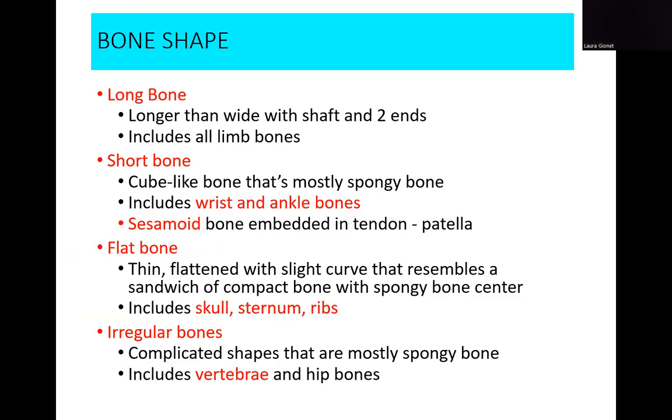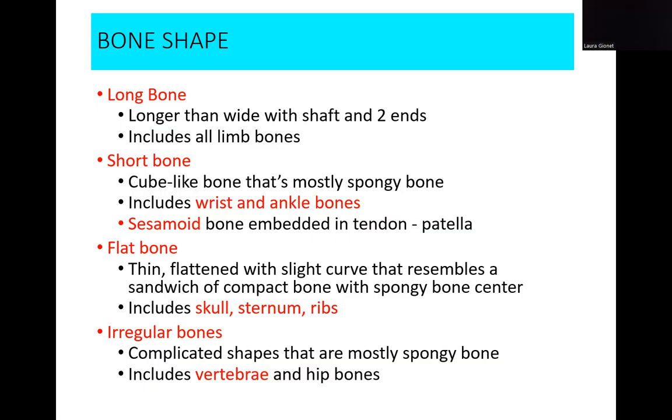Short bones, or cube-like bones, are mostly composed of spongy bone. The bones in the wrists and the ankles, the carpal bones and the tarsal bones, are great examples. And your kneecap, the sesamoid bones in your body, and the largest sesamoid bone is your patella or your kneecap. So those are great examples of short bones, because short bones are different from irregular bones. They look similar, but they're not technically the same.